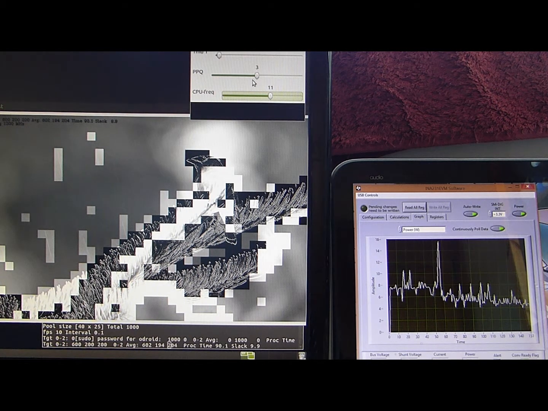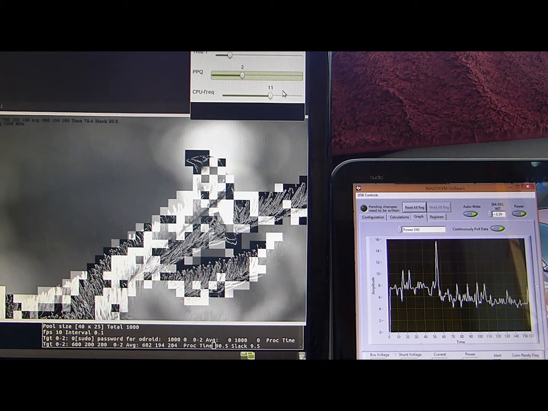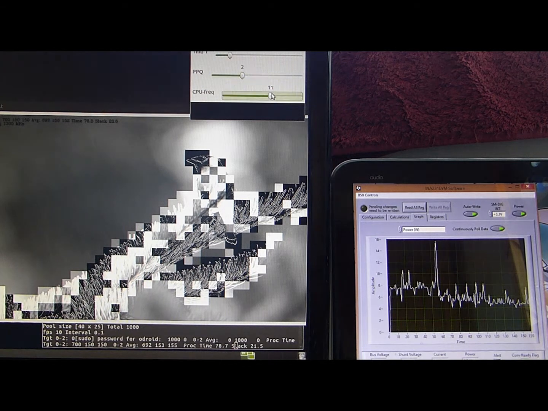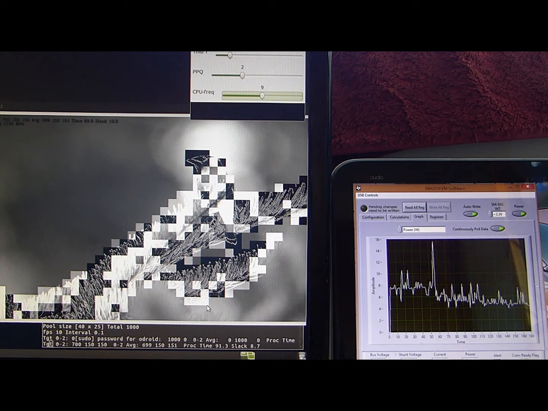And the next step is a further step down again. So here we're into PPQ2. We can shift the frequency down to 1100 megahertz, and we're still in positive slack time, and the power has dropped to about 4.8 watts. A step further, PPQ1.